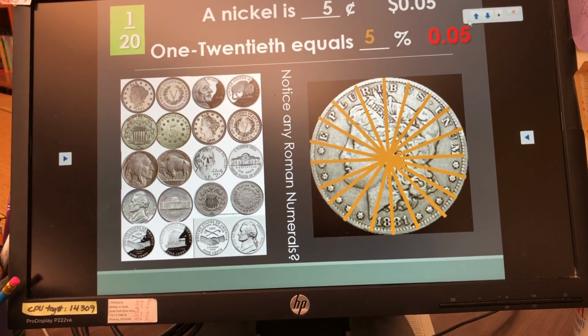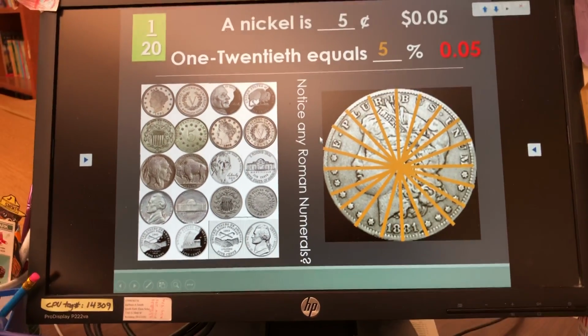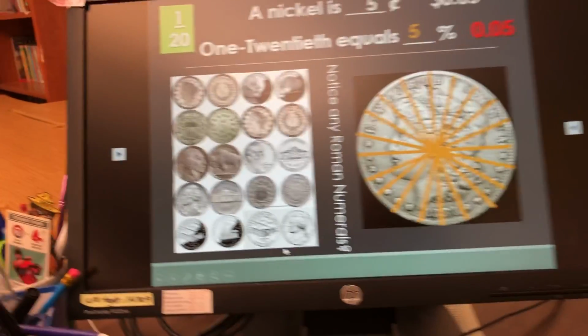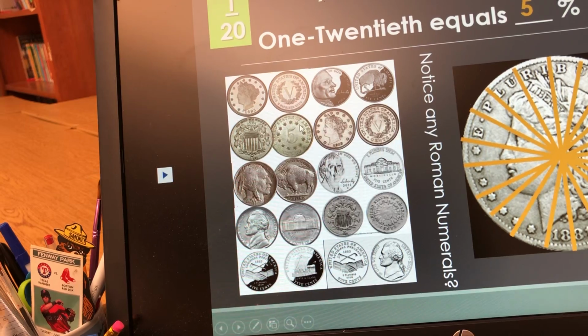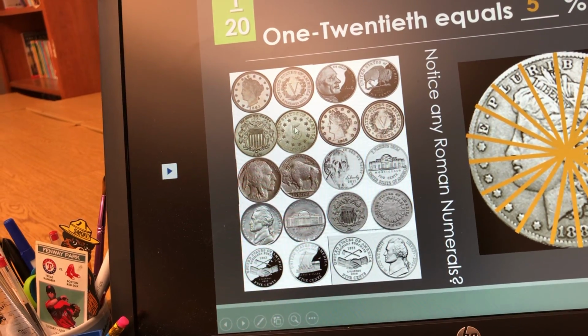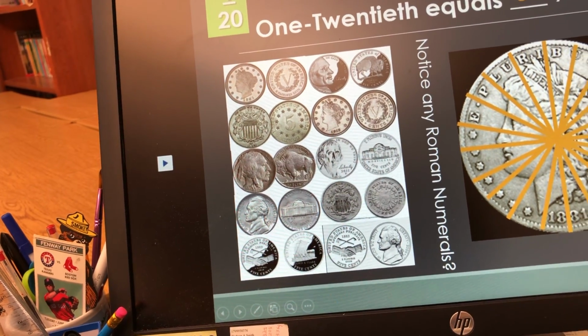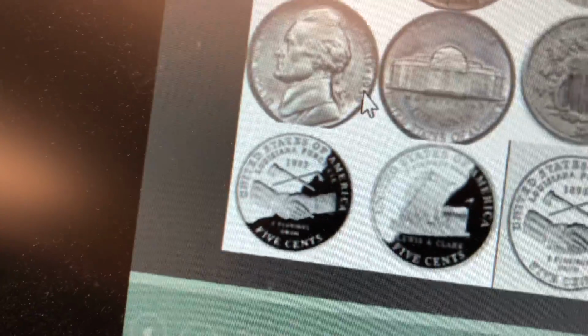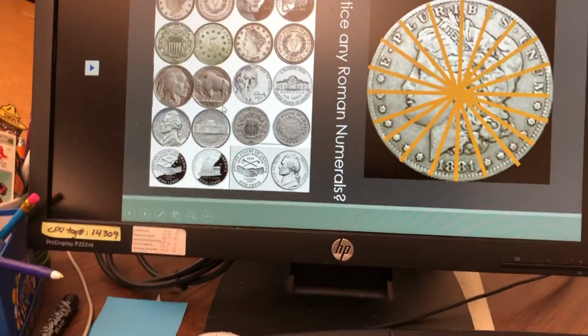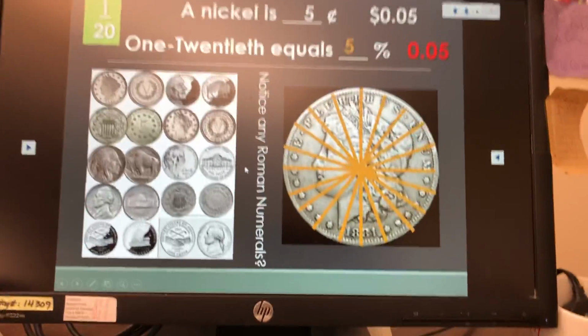We could get this out of the way. So notice any Roman numerals over here. Let's see. Oh, there's a 5. They call these, I think, Arabic. Roman. FIVE. Jefferson Peace Medal. Have you ever seen one of these? Nickels. Okay.